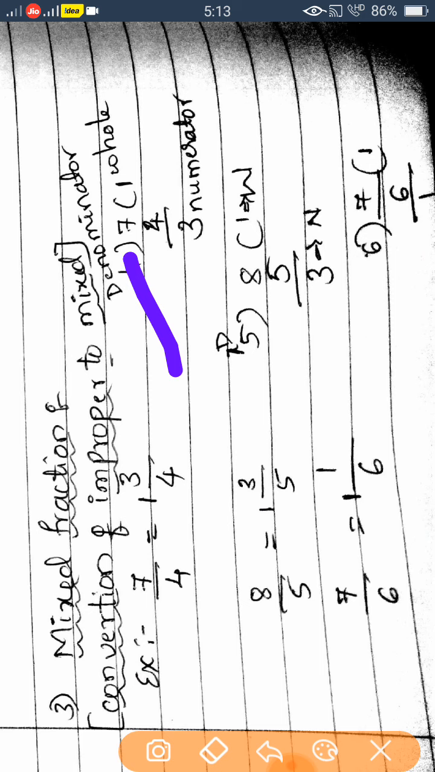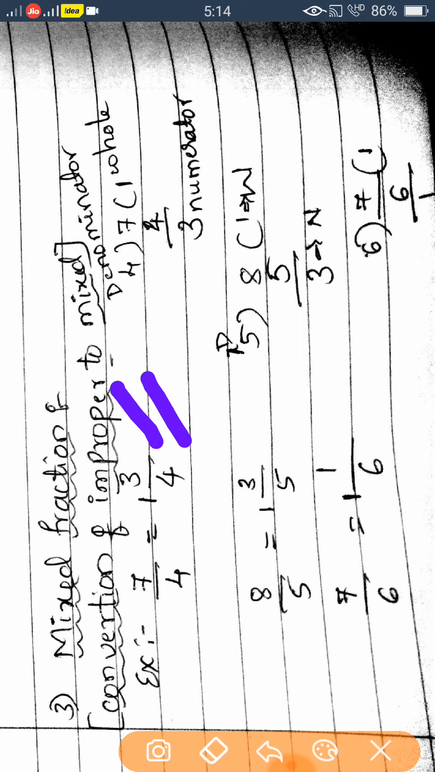See here also I have shown it. So this is how 7 by 4 we can write as one whole and 3 by 4. This is your mixed fraction: one whole and 3 by 4. How do you have to read it? One whole and 3 by 4.